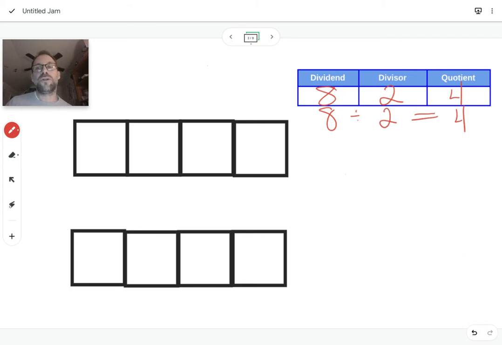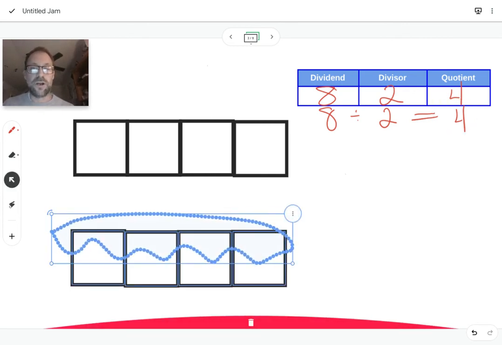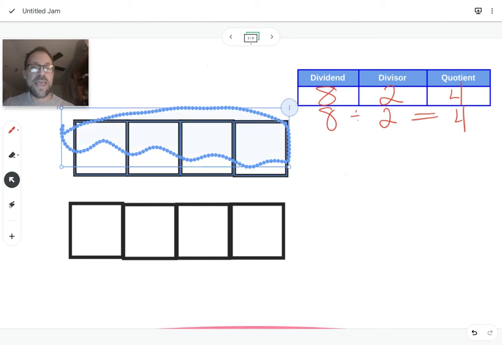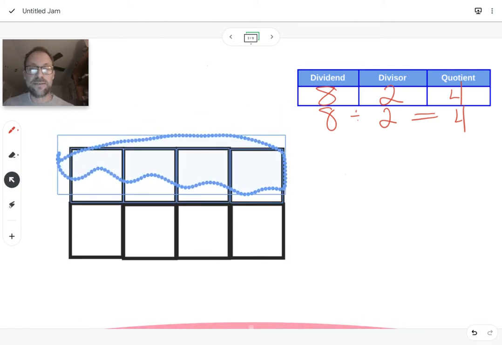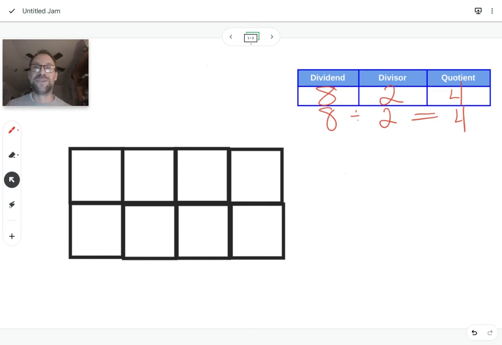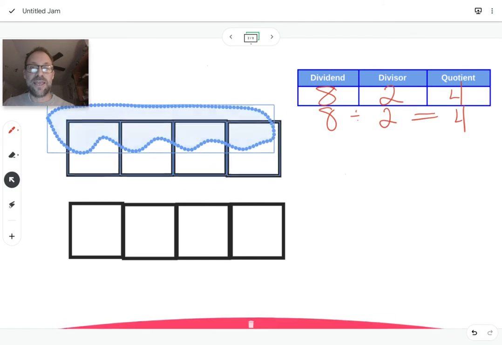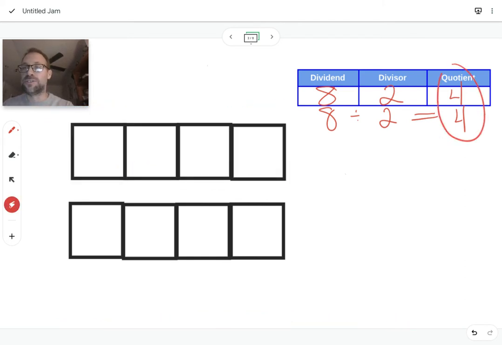So we just modeled 8 divided by 2 equals 4 because we started with 8 squares in one big group, and we broke them up into 2. That was the total amount. We broke it up into 2 groups, right? The divisor. And we got 4 in each group. And that is the quotient. Does that make sense? All right.